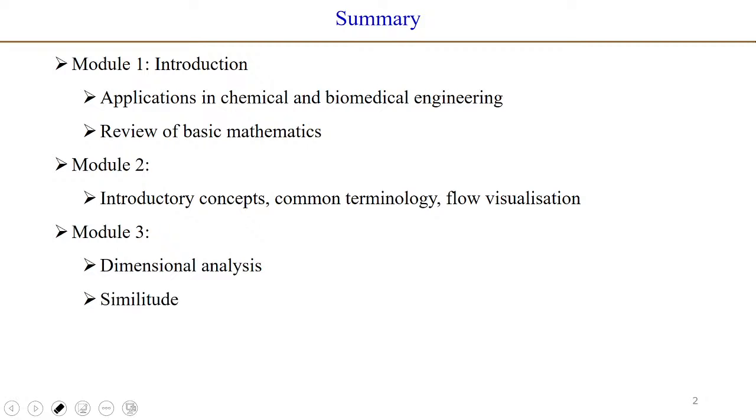Then in the same module we discussed similitude, which is how we can look at the flow phenomena at 2 different system sizes. For example, if you want to design an aeroplane, how you can do experiments in a wind tunnel on a scaled down model and keep the flow parameters the same, so that it is easier to scale things up.